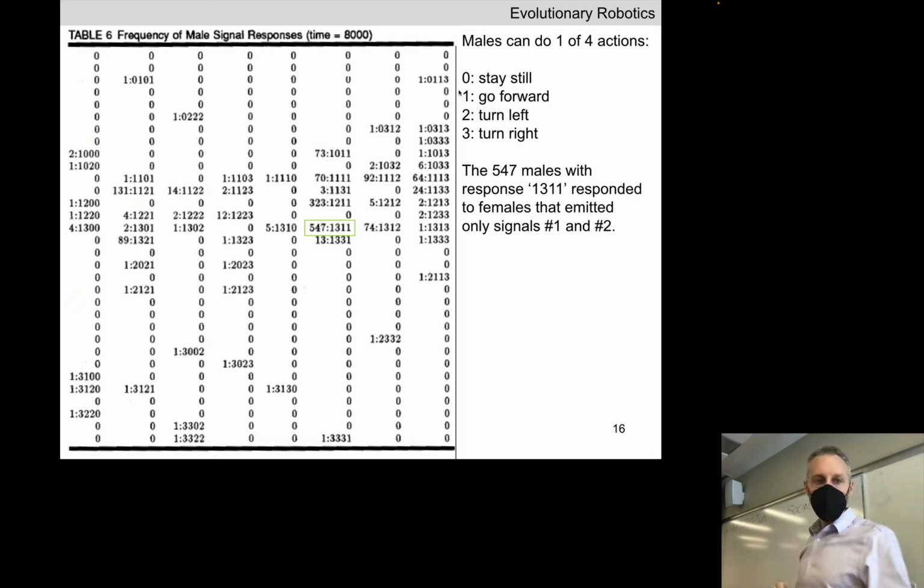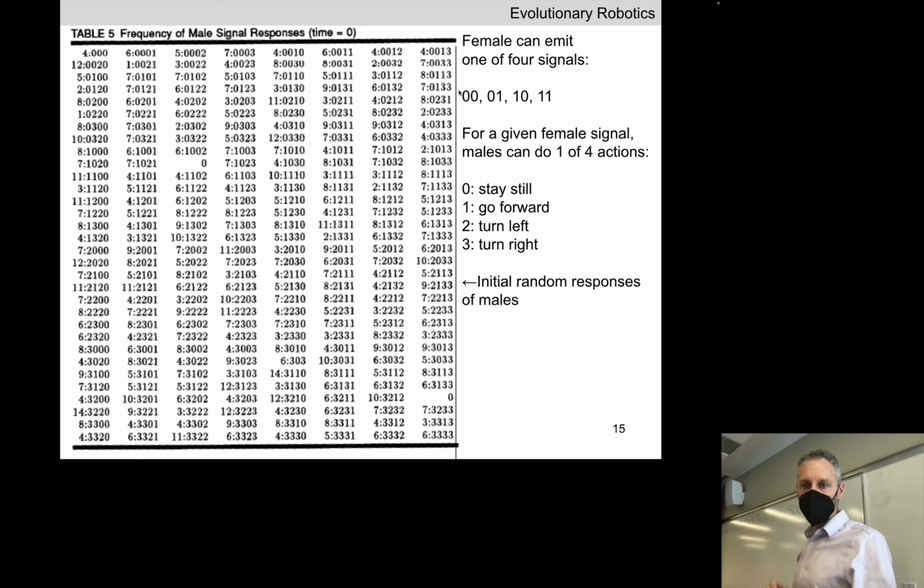Oh, sorry, I skipped a slide here. The males are doing the same thing as before, but now we're going to restrict the output layer of the females to just 2 output neurons, which means the males have 2 input neurons, which means there are only 4 possible songs. So we're going to rerun this world again.